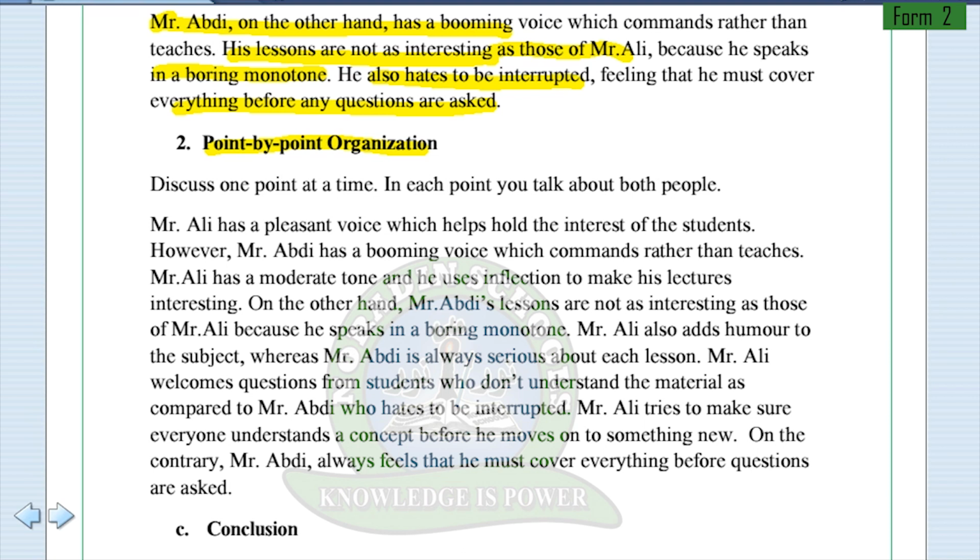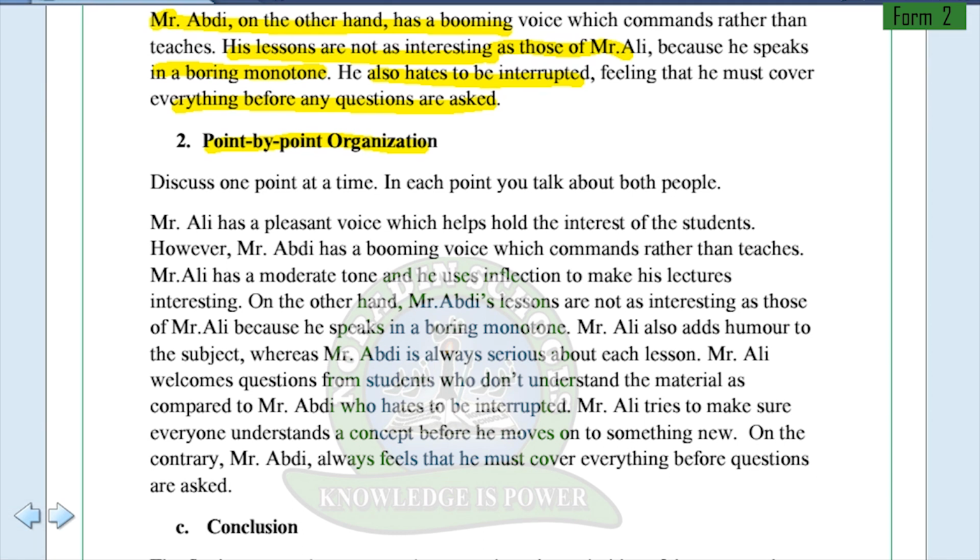Mr. Ali has a pleasant voice. This is the first one. First teacher, Mr. Ali: Mr. Ali has a pleasant voice which helps hold the interest of students. Before we explain the other characteristics of Mr. Ali, we need to tell Mr. Abdi's characteristics. Here, Mr. Abdi has a booming voice which commands rather than teaches.